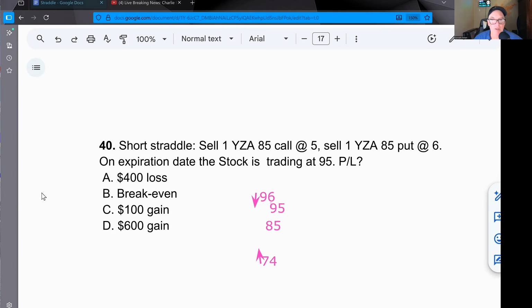That's it. That's straddles. If you can do that, you're already probably good at it. It's not that big a deal. Just remember, you want short straddle for stability, long straddle for volatility, and let's go.